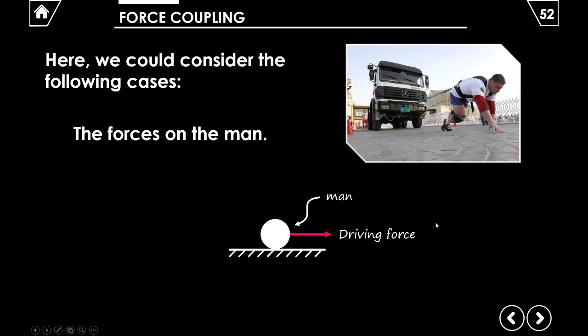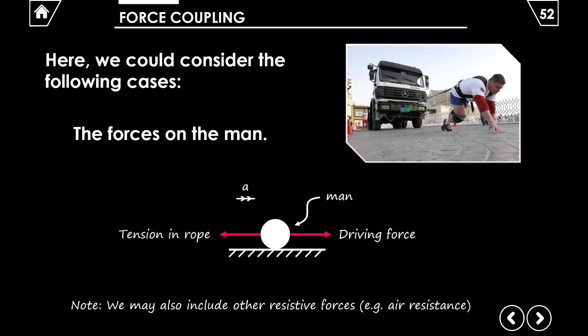Also working backwards against him, resisting his movement, the rope is pulling him backwards. So we'd say there's a tension in the rope pulling backwards. There may be other forces included, like air resistance. Probably wouldn't be very much in this situation because it's moving so slowly. But sometimes in these problems there are other forces as well. But in this one we'll simplify it and keep it as those two forces.